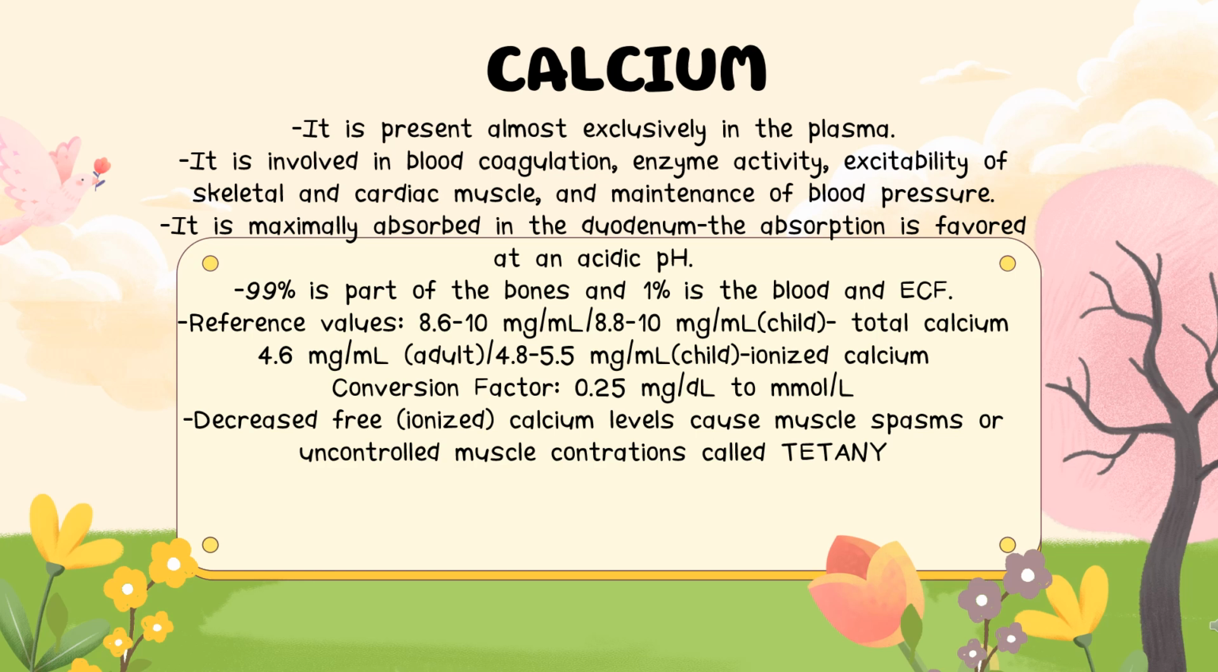Reference values: 8.6 to 10 mg/dl adult, 8.8 to 10 mg/dl child. Total calcium: 4.6 mg/dl. Adult: 4.8 to 5.5 mg/dl. Child: ionized calcium. Conversion factor: 0.25 mg/dl to mmol/L. Decreased free ionized calcium levels cause muscle spasms or uncontrolled muscle contractions called tetany.